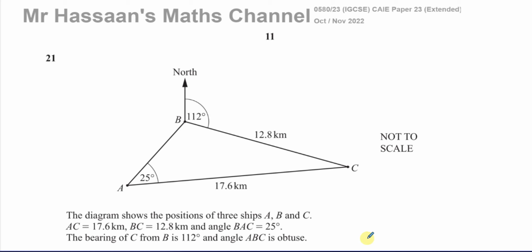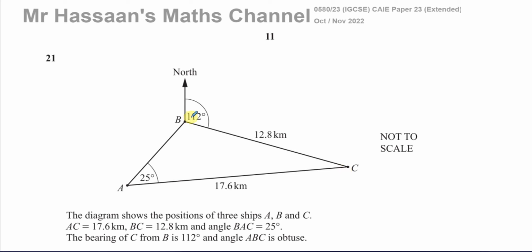I'm now answering question number 21 from the October-November 2022 paper 2 variant 3 from the Cambridge IGCSE 0580 syllabus. And this is a very important question for a few reasons. It says the diagram shows the positions of three ships A, B, and C. AC is 17.6 kilometers, BC is 12.8 kilometers, and BAC is 25 degrees. The bearing of C from B is 112 degrees.